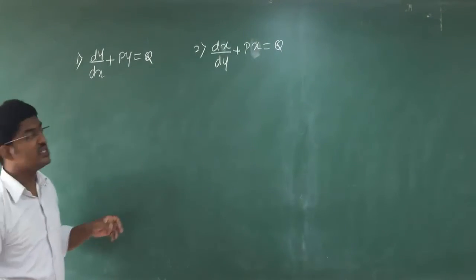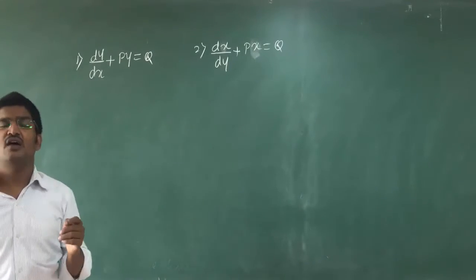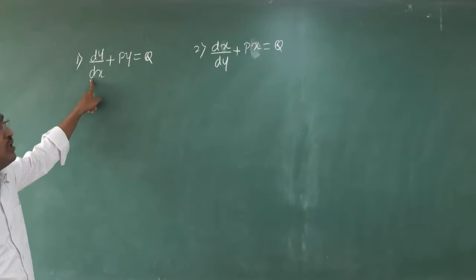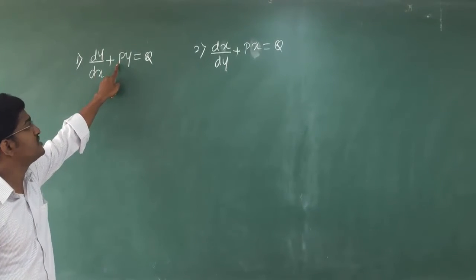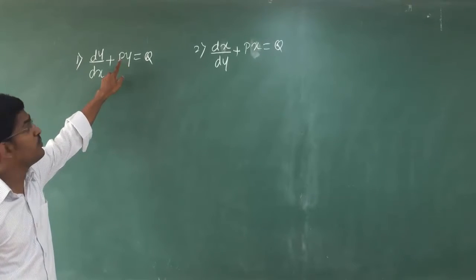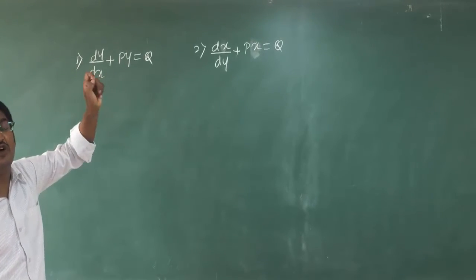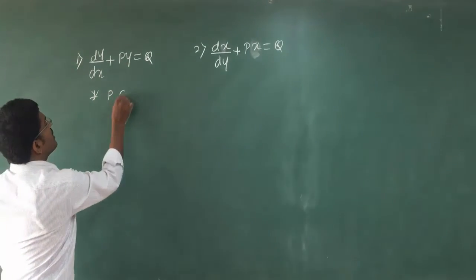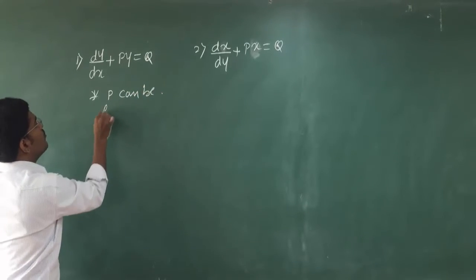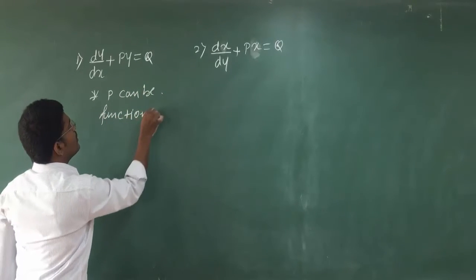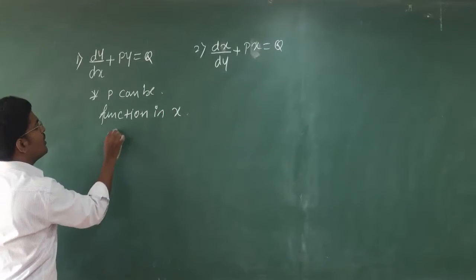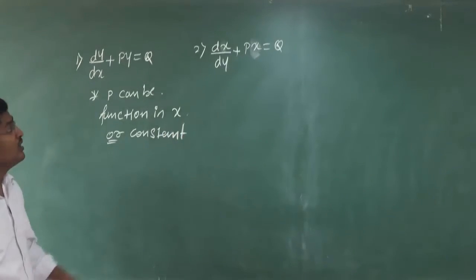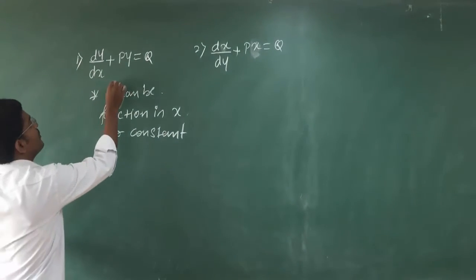So if the equations are in this form, then they are linear differential equations. Clear? So see here, order is 1, degree is 1, the dependent variable is multiplied with the constant p. Here p can be a function in x or it can be a constant. Are you clear?